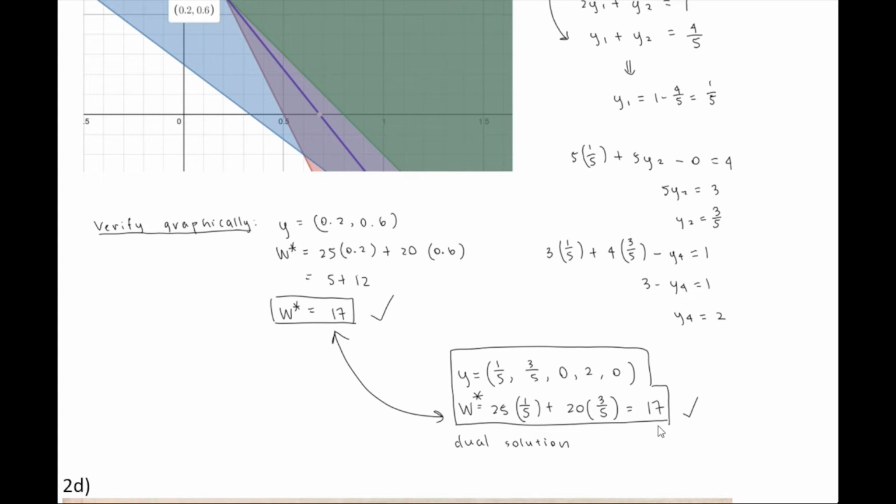And by complementary slackness and duality theory, actually, we know that this shows this is indeed the optimal solution, since it is equal to the primal optimal solution.